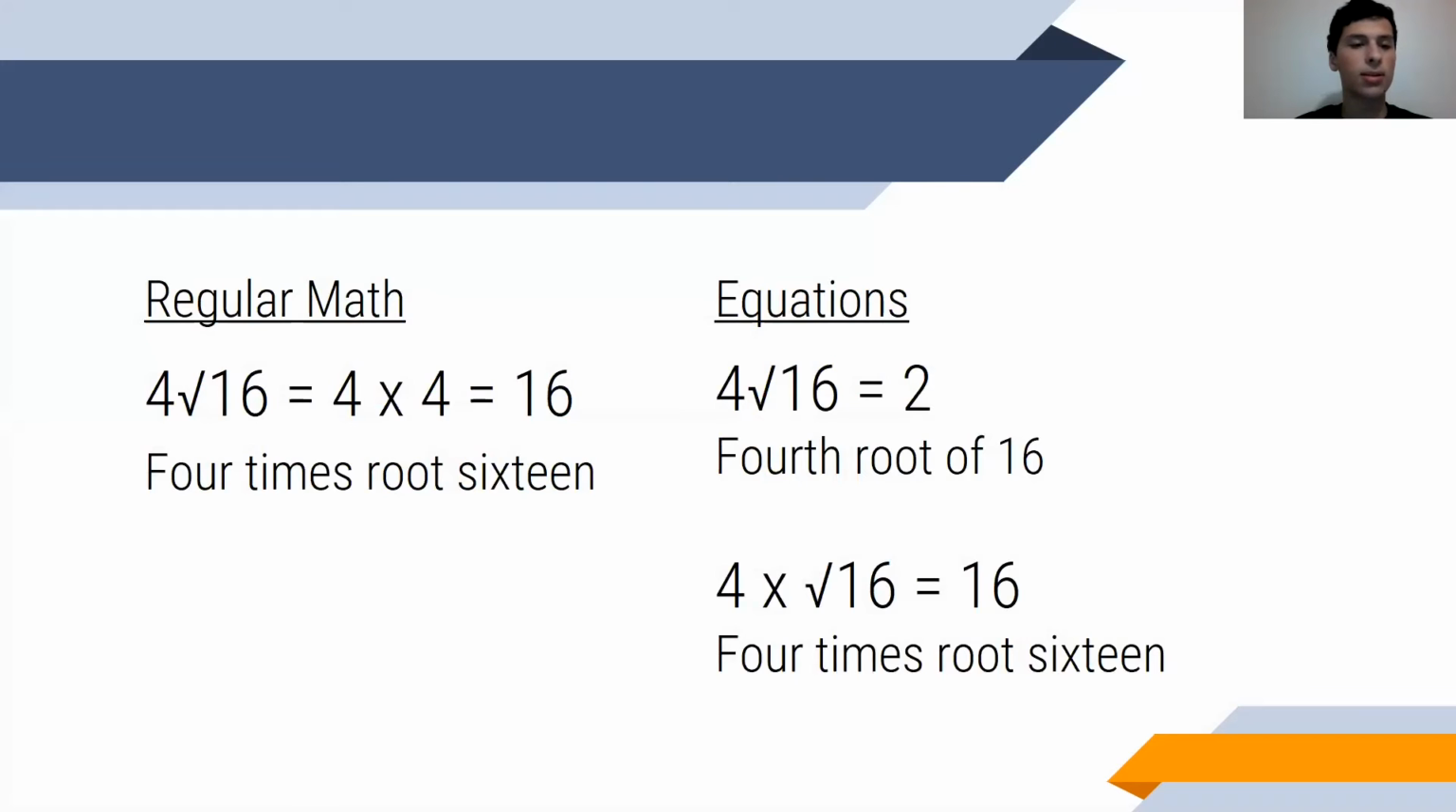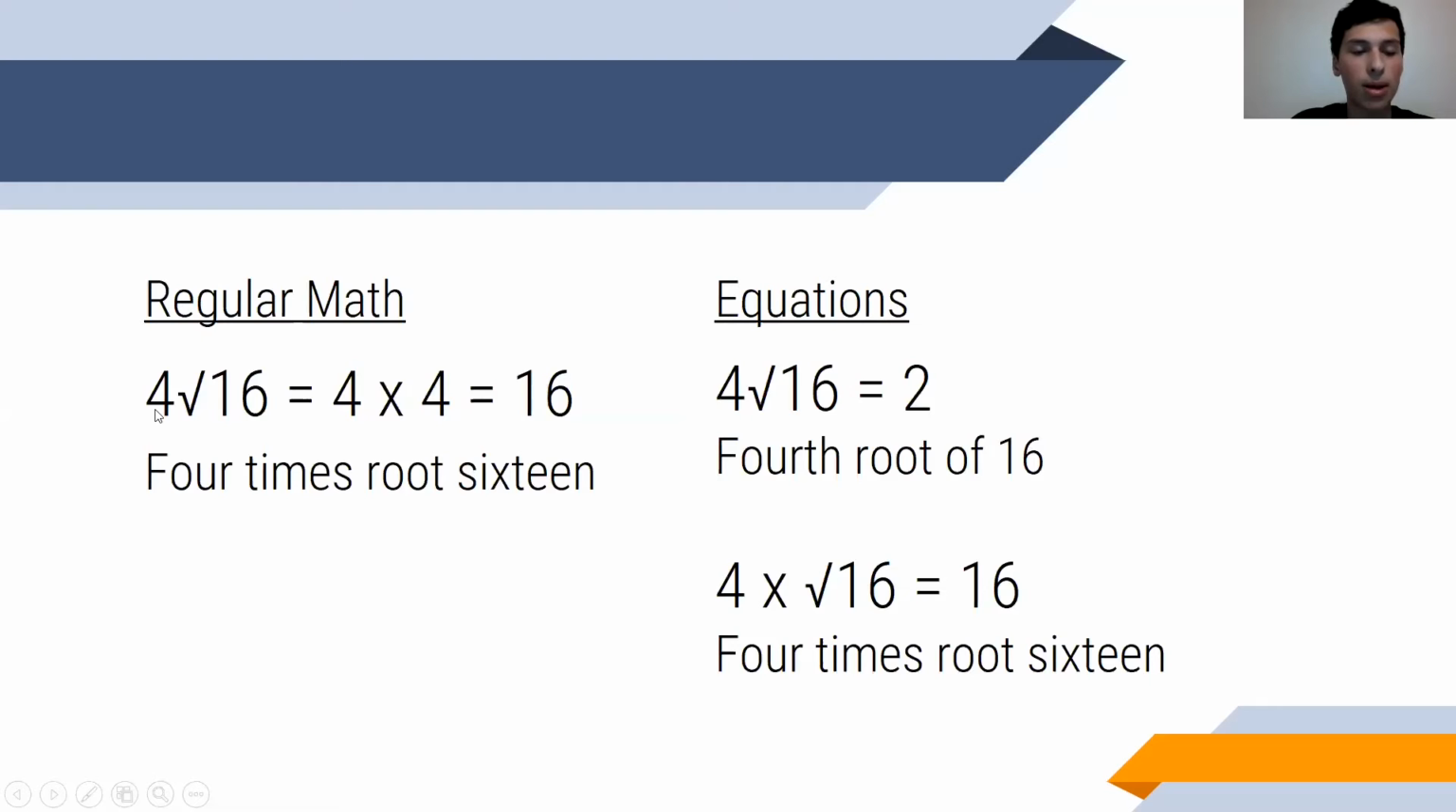So let's look at this more closely. In regular math, if you had a big 4 on the left of the 16, that would be 4 times root 16. But in equations, that would be the 4th root of 16. There would be a 2 there as the index. And this 4 would be multiplied to the square root of 16. The square root of 16 is 4, and multiplying 4 to that would get 16. But in equations, this is the index itself. This 4 is the index itself.